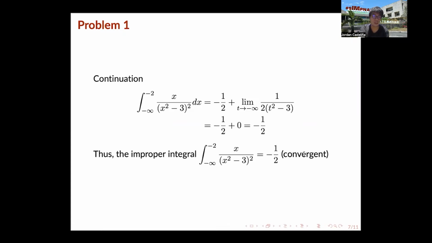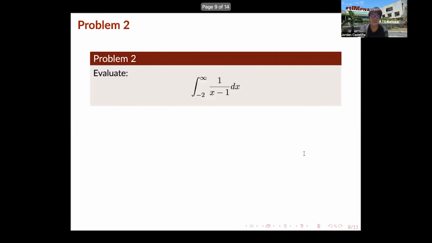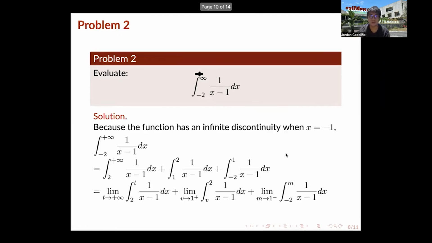Okay, so next, proceed to the next problem. Evaluate the integral from negative 2 to infinity, positive infinity rather, ng 1 over x minus 1 dx. Okay, so pause muna kung gusto nyo i-solve and continue sa video kung gusto mo makita yung solution. Okay, so let's proceed with the solution.